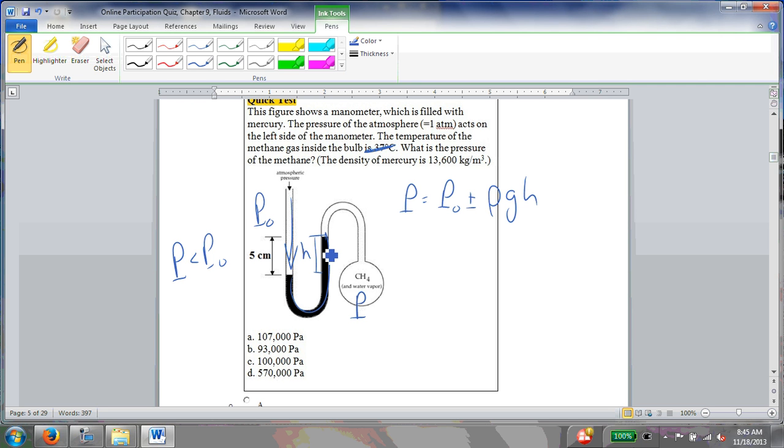So let's see. Since I know P naught is 1 times 10 to the 5th pascals, or 100,000 pascals, I know that P has to be less than that, and the only answer that is less than 100,000 is 93,000. So let's go ahead and work through it. We get 100,000. Because P is less than P naught, I know this is minus. The density is 13,600, g is 9.8, and h is 0.05 meters. That's 5 centimeters. And that's equal to 93,000 pascals.